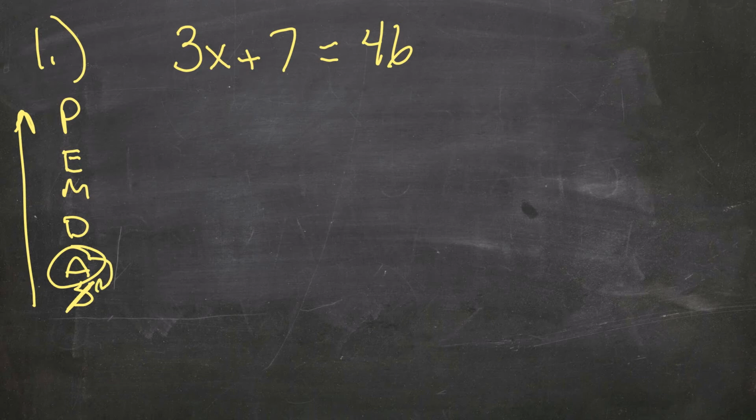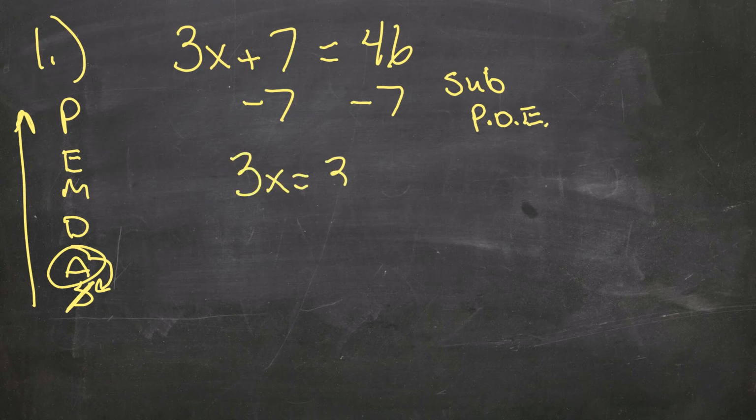Now, how do I get rid of that addition? I subtract from both sides. The reason I'm allowed to subtract from both sides is the subtraction property of equality. Alright, so hopefully you remember to write that so you can get your credit. I end up with 3x equals 39. There is no more addition because I got rid of it.